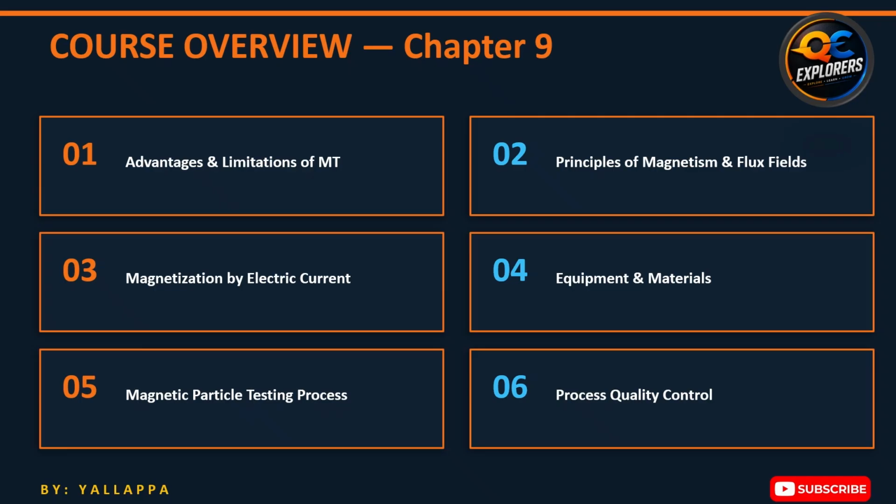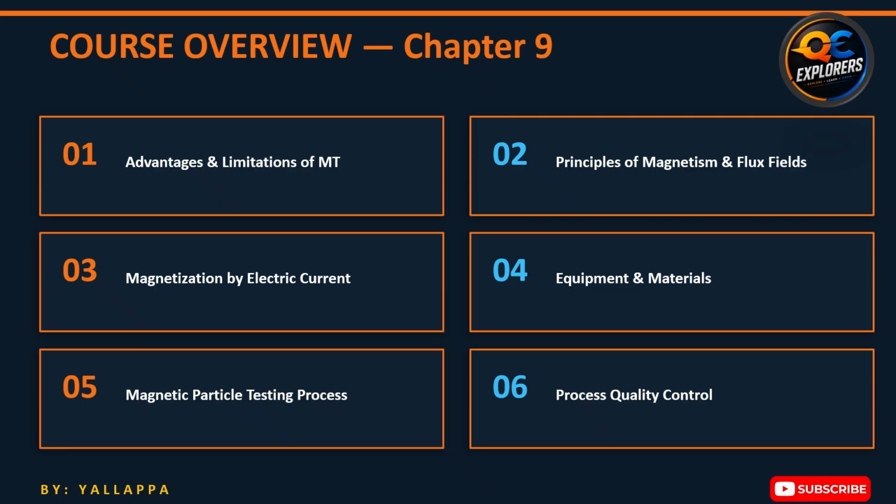The choice between alternating current, half-wave rectified current, full-wave current, direct induction, a yoke, a coil, prods, or a central bar conductor is not arbitrary. Each produces a different field condition. Then we introduce particles and interpret the pattern they form. Finally, process quality controls, demagnetization, cleaning, documentation, and acceptance criteria determine whether the examination is complete and defensible.